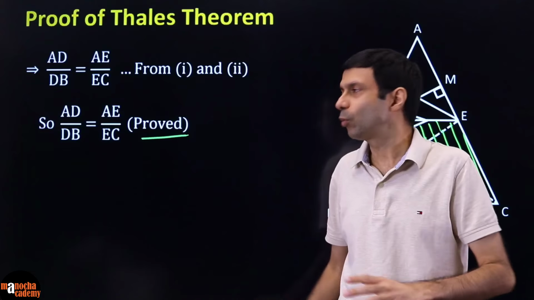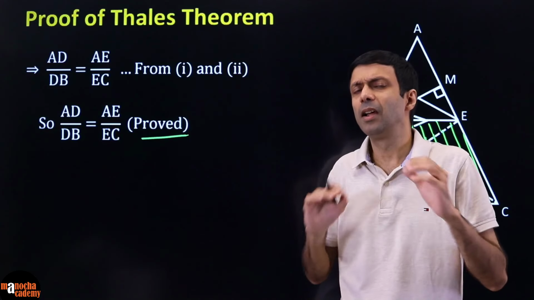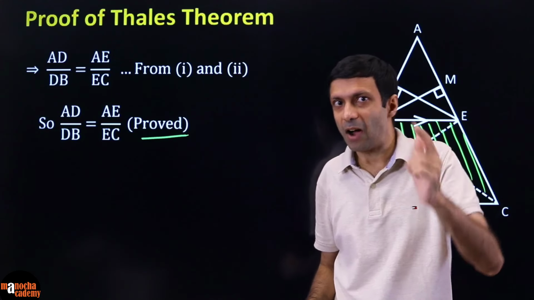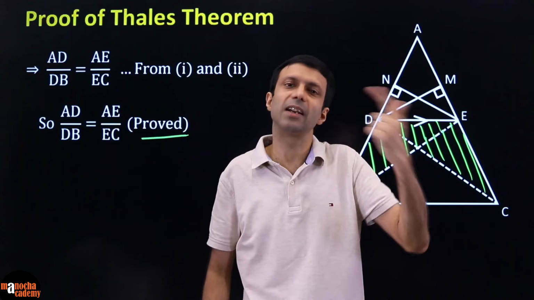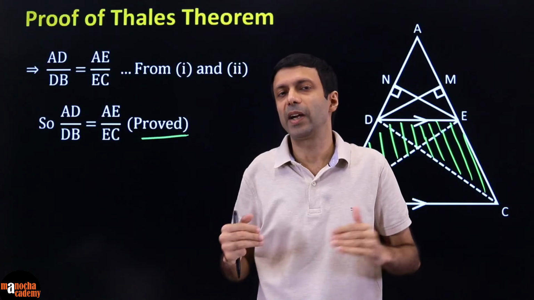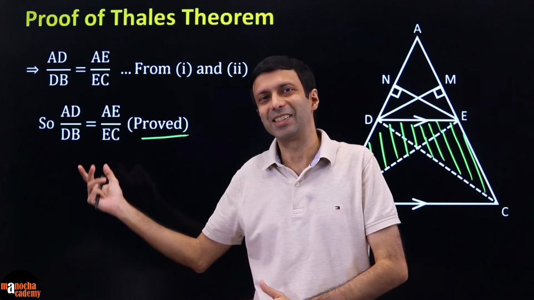So please practice this proof. First time you see it, it looks complicated, but it is all working with the area half base into height, the area formula, and then considering the correct base and the correct perpendicular. That's it. Then just writing the ratios, you will get the answer.